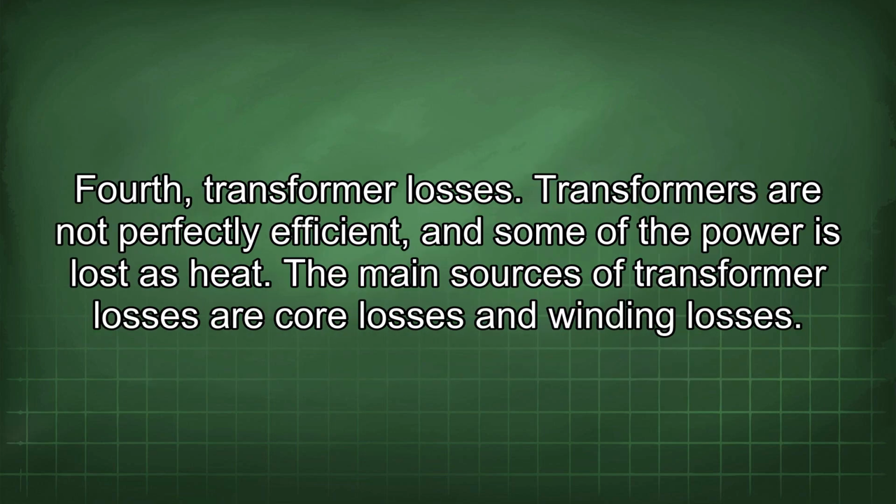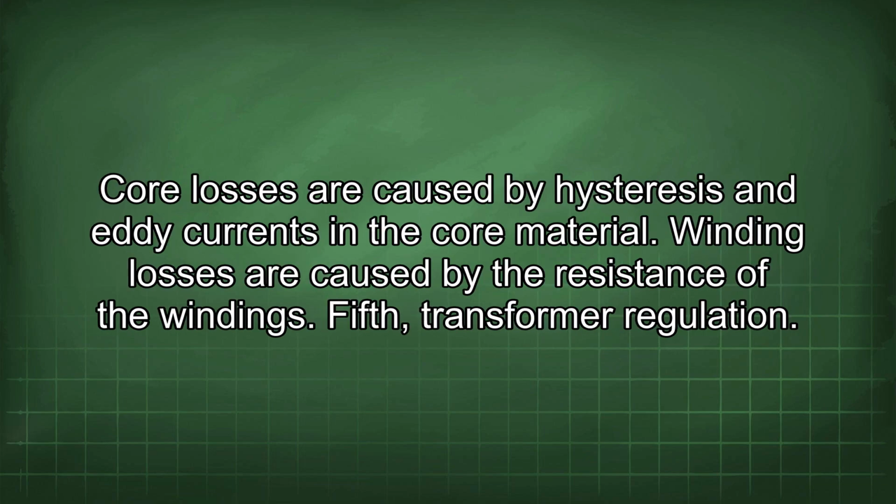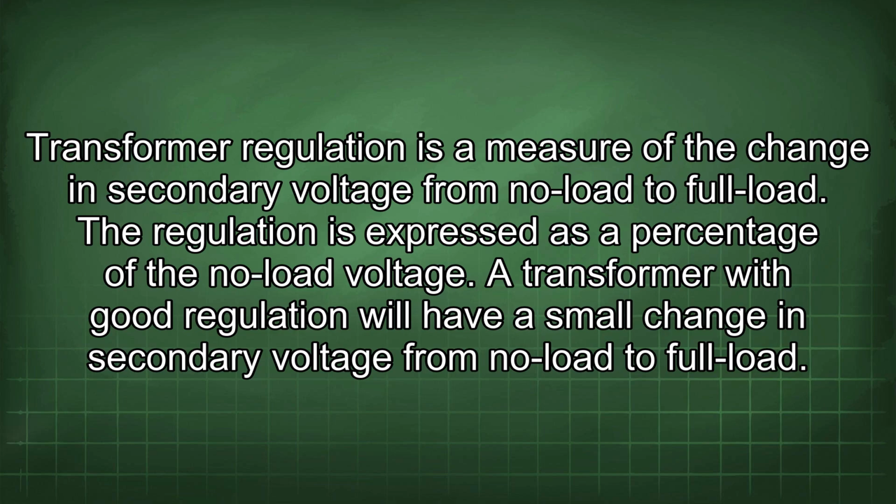Fourth, transformer losses. Transformers are not perfectly efficient, and some of the power is lost as heat. The main sources of transformer losses are coil losses and winding losses. Coil losses are caused by hysteresis and eddy currents in the core material. Winding losses are caused by the resistance of the windings. Fifth, transformer regulation. Transformer regulation is a measure of the change in secondary voltage from no load to full load. The regulation is expressed as a percentage of the no load voltage. A transformer with good regulation will have a small change in secondary voltage from no load to full load.